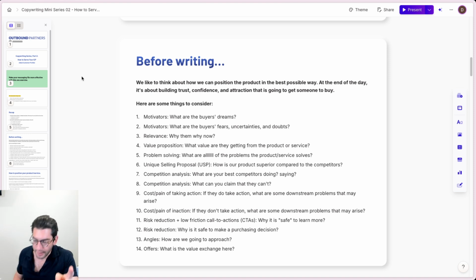Then we have risk reduction as to why it would be safe to make a purchasing decision. And I'll make a whole other video on risk reduction because that's just a way longer topic and I'm not going to get into it here. But then we want to think about angles. How are we going to approach this buyer so that it makes sense?